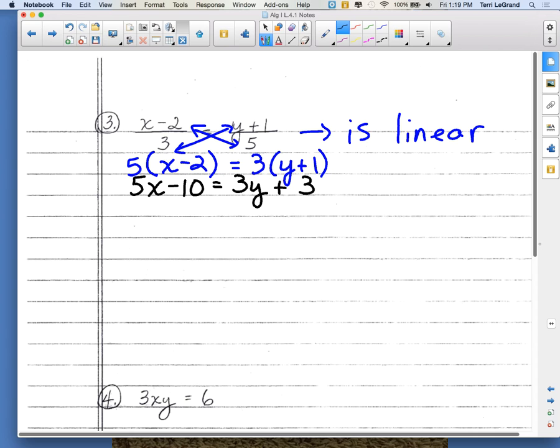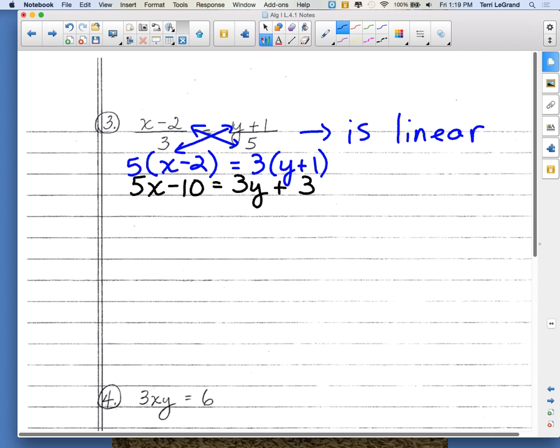Okay, is that standard form? No. Why? Yeah, the y and the x aren't on the same side even yet, are they? Okay, so what should we do? Can there be constants over on the side of the x's and the y's? No, they have to be on the other side by themselves, don't they?